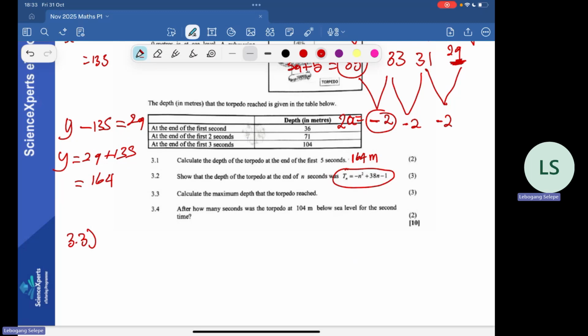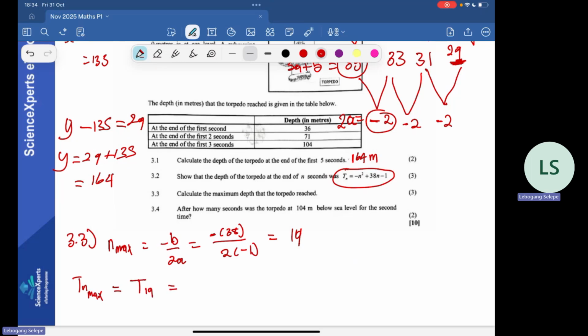We would say that x is equal to negative b over 2a. But in this case, our x is our n. So we're going to say n at maximum is equal to negative b over 2a. What is our b? It's 38. So negative 38 over 2 times -1. This gives us 19, right? Then Tn max is equal to T19.